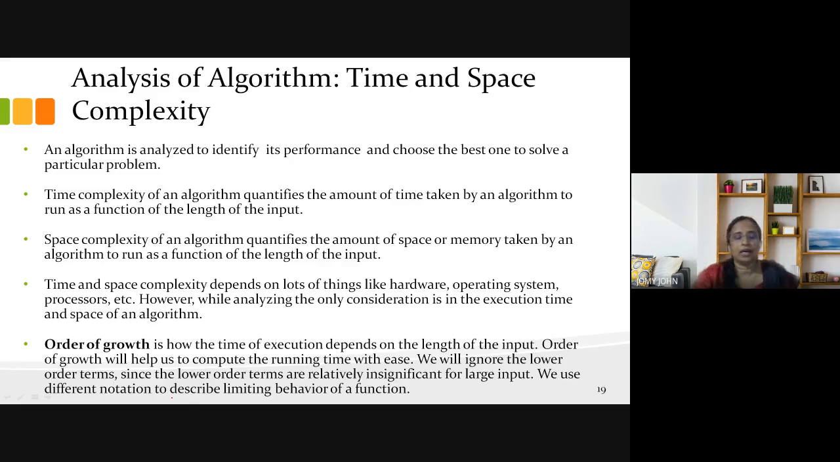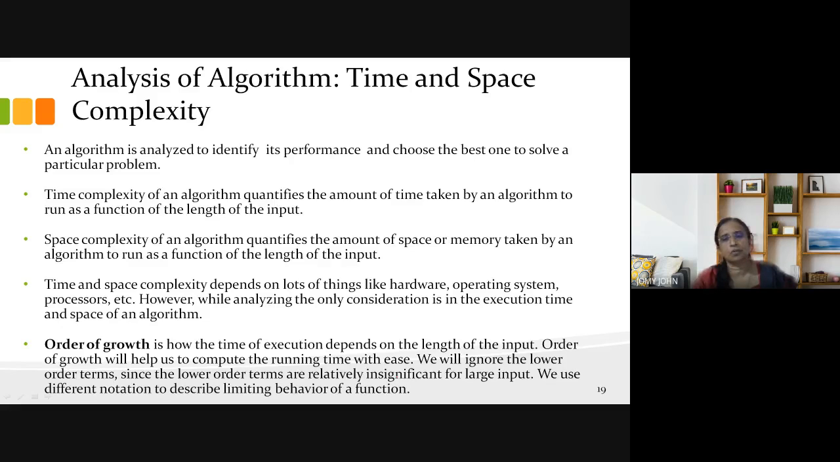Order of growth is how the time of execution depends on the length of the input. Order of growth will help us to compute the running time with ease. We ignore the lower terms because lower terms are insignificant for large input. We use different notations to describe the limiting behavior of a function. I'll just tell you what order of growth is.